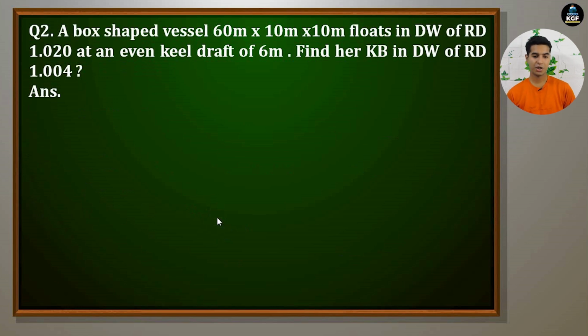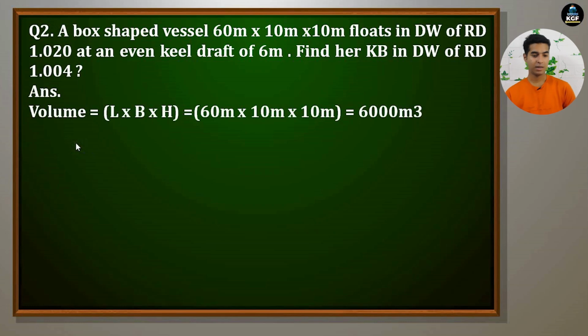Now question 2 says that a box-shaped vessel 60 meters into 10 meters into 10 meters floats in dock water of RD 1.020 at an even keel draft of 6 meters. Find her KB in dock water of RD 1.004. So guys, there is one ship which is floating in two kinds of water. The relative density of the first one is 1.020 and the second one is 1.004. So we have to find her KB in the second water.